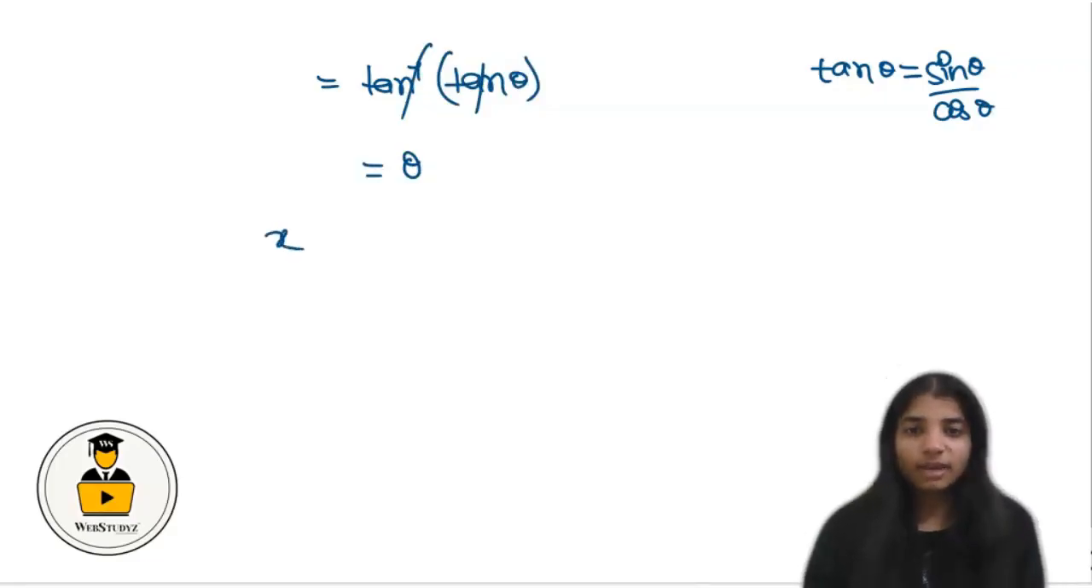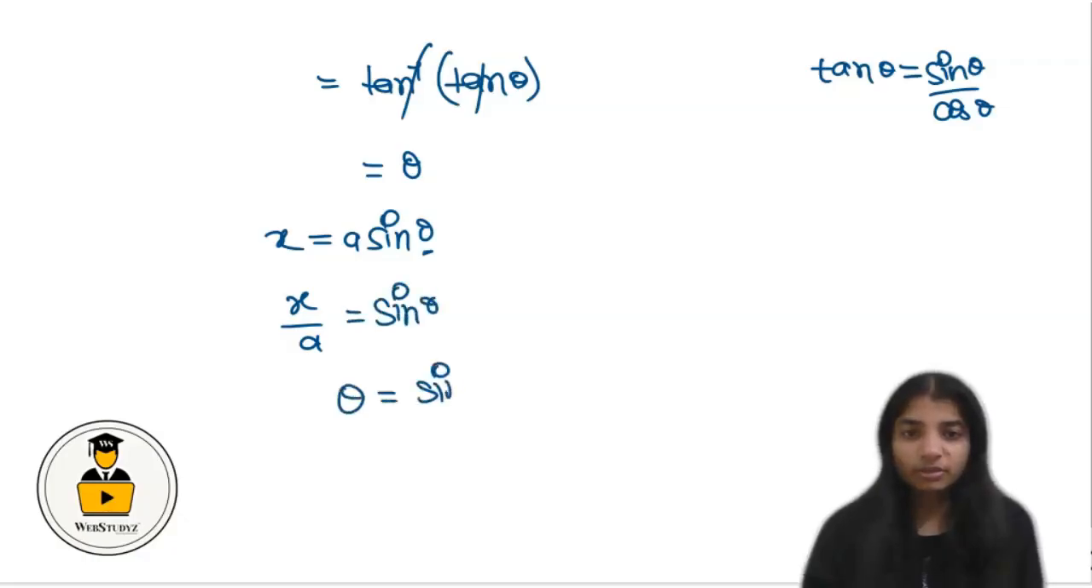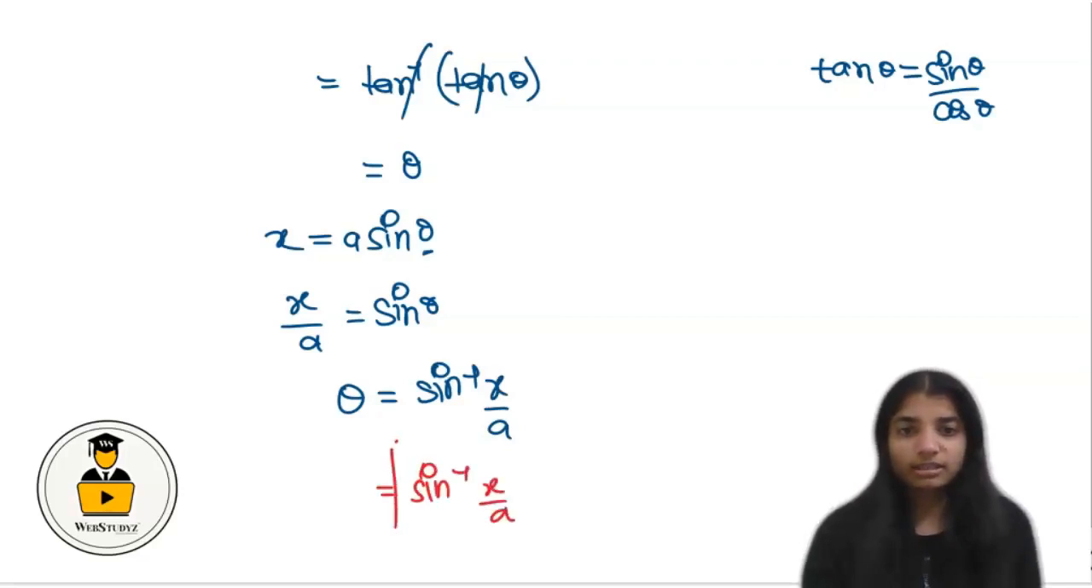Now we assumed that x is equal to a sine of theta. We have to find the value of theta. So we can write x divided by a is equal to sine of theta. So theta becomes equal to sine inverse of x divided by a. So the answer to this question is sine inverse of x divided by a. So this is the answer to the given question.